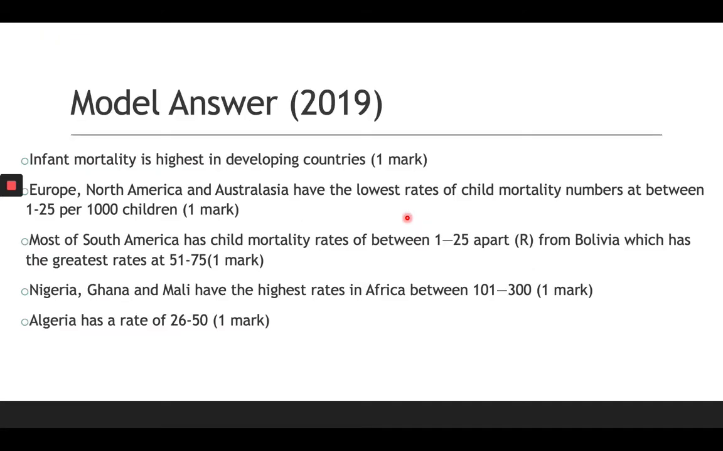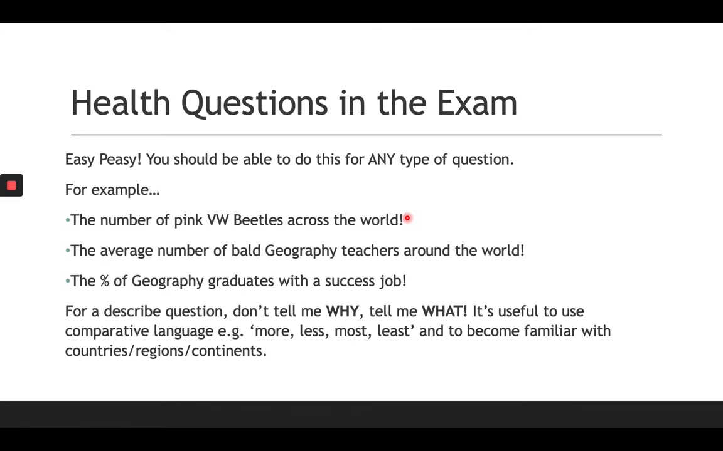So actually it's really, really straightforward. So easy peasy, you can do it for any type of question. This question could literally ask you about the number of people who drive pink Volkswagen Beetles, and you could get 4 marks. It could ask you about the average number of bald geography teachers around the world, and you could get 4 marks. And it could get you a wee mark, even something simple as number of geography graduates with a success job. Clearly that's not me because I can't spell successful. I will have to change that in the real PowerPoint. So, a describe question, don't tell me why, tell me what.